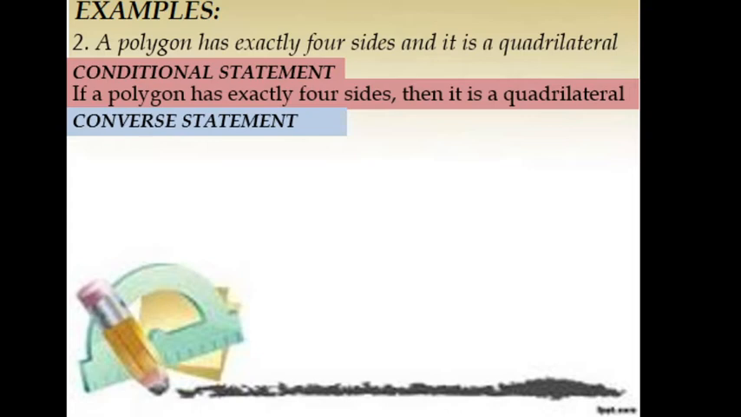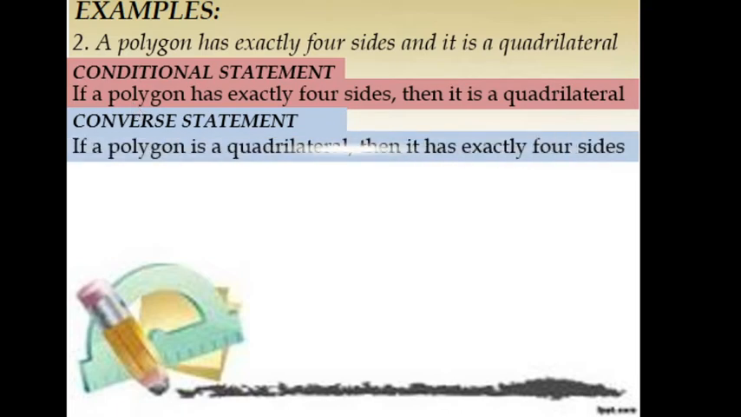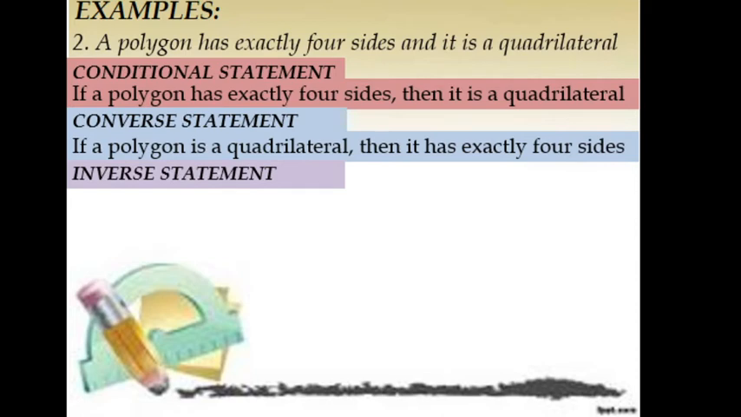So, again, sa panggagawa ng ating converse statement, pagpapalitin lamang natin ang position, yung hypothesis and conclusion ng ating conditional statement, and tatandaan na yung noun ay laging nasa unahang phrase ng ating statement. So, the converse statement, if a polygon is a quadrilateral, then it has exactly 4 sides. Again, yung polygon ay nasa first phrase. Hindi pwede dito sa pangalawang phrase. Next is the inverse statement.